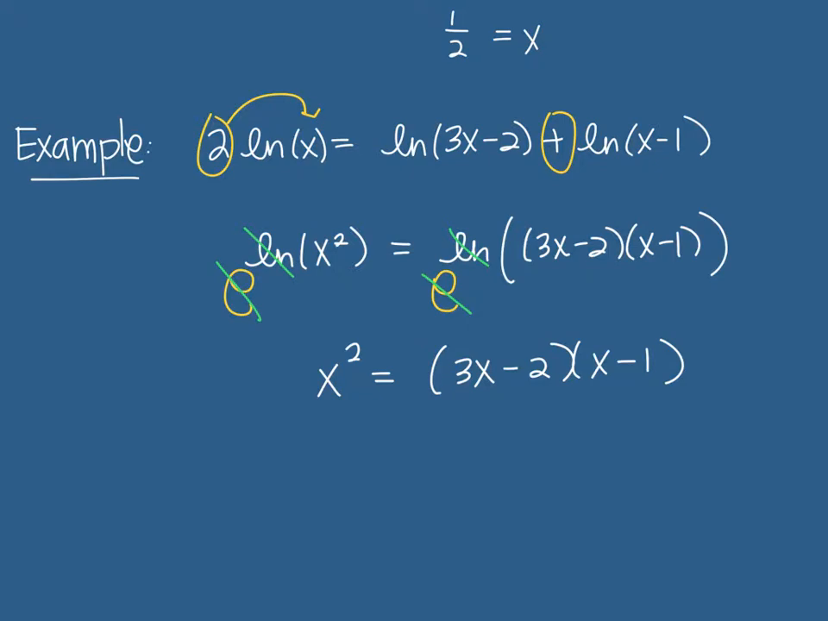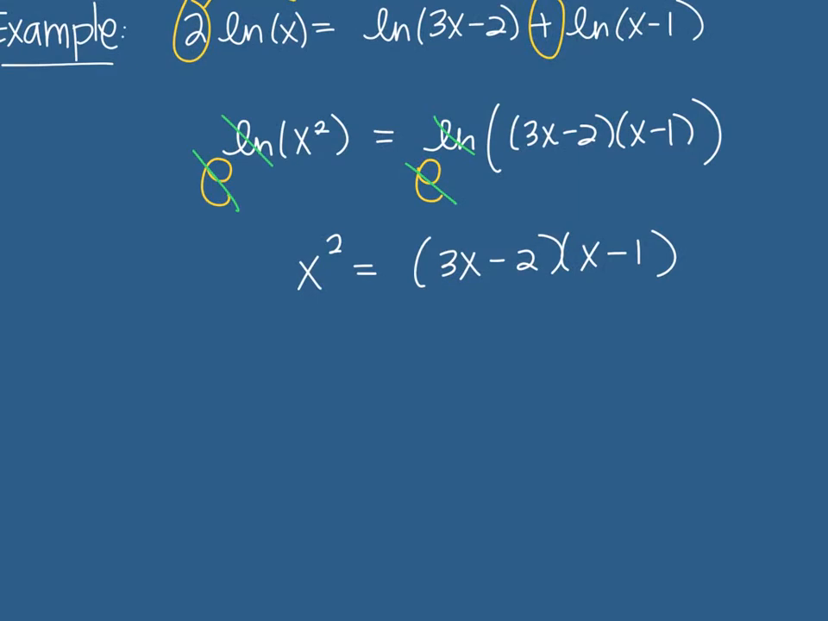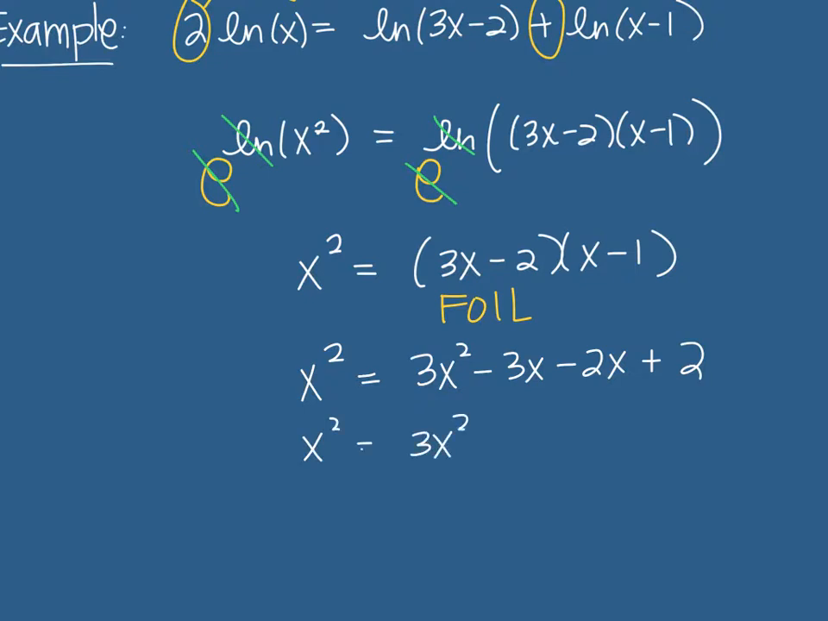And now I've got to remember how to finish solving this. What do we do on the side where there's the double set of parentheses? What's legal to do there? FOIL. Okay, FOIL is the legal move to do next. So I have x squared equals 3x squared minus 3x minus 2x plus 2. I need to group the like terms together. So 3x squared minus 5x plus 2.